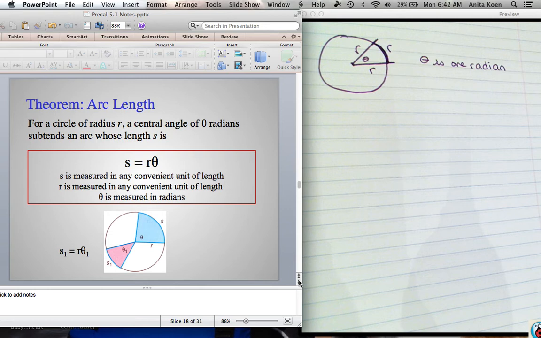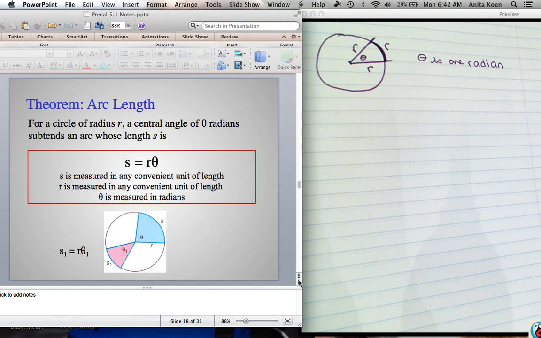Okay, now from this we need to be sure that we understand and know the theorem that is the arc length theorem. We're going to be using this quite a bit. For a circle of radius r, a central angle of theta radians subtends an arc whose length s is s equals r times theta. S, which is the arc length, is any convenient unit of length. It might be inches, it might be centimeters, it might be miles, it might be kilometers, it might be meters.